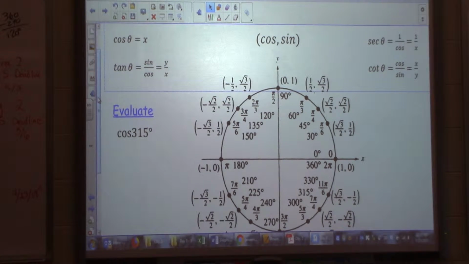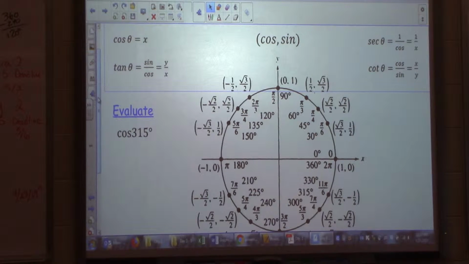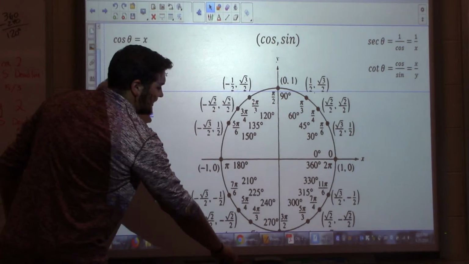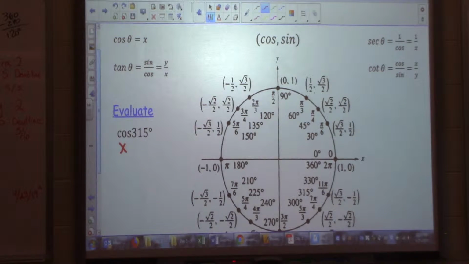Our first problem will be number 1. Oh, it's a trig one. Sorry. So number 1, what does it say? Cosine of 315. So, cosine on top of our unit circle, the first thing I'm going to look at: cosine theta equals what? X. So the first thing I'm going to do is write x there, because I know I'm going to be looking for an x value.